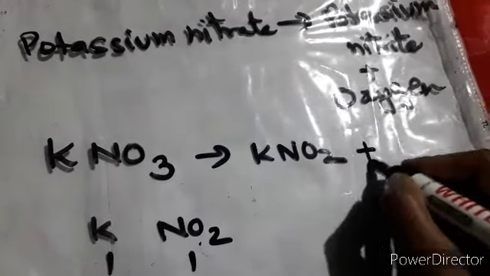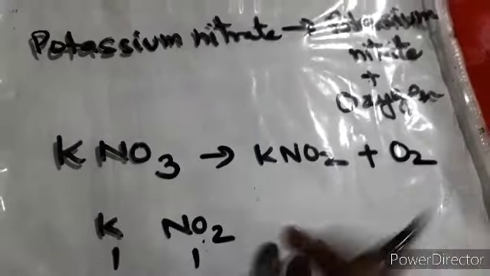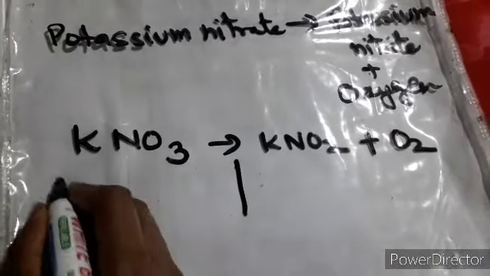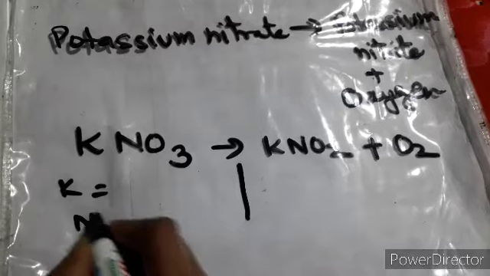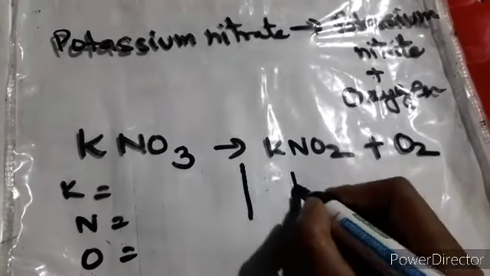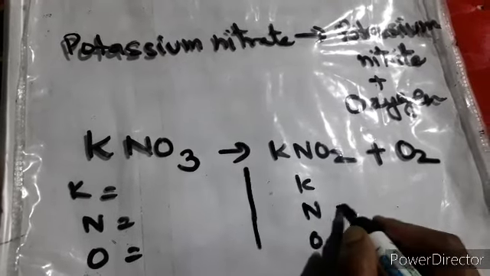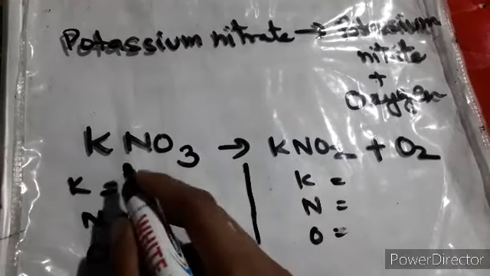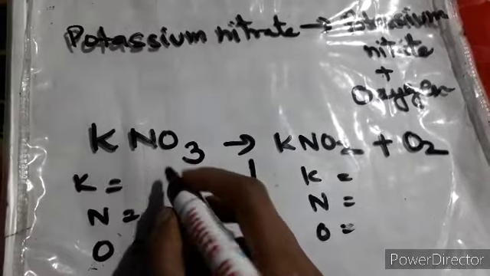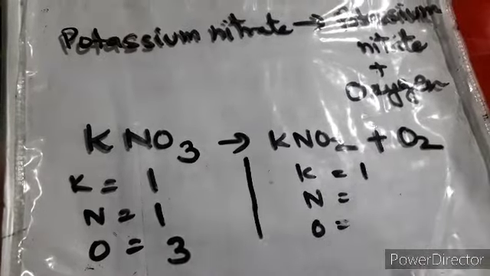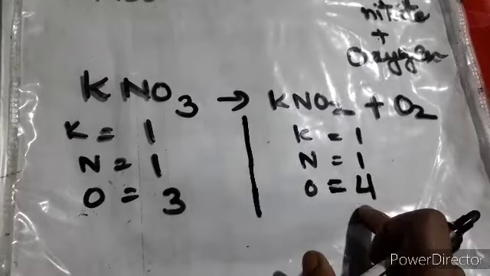Now the point is, what is next? Your oxygen. Now you have to balance. Once again we'll draw a line over here. We'll write down all the reactant elements first, then all the product elements, right? It becomes easy for you all. Just focus on this part. How many atoms of K are there? 1. Over here nitrogen is 1, oxygen is 3. K is 1, nitrogen is 1, oxygen is 4.